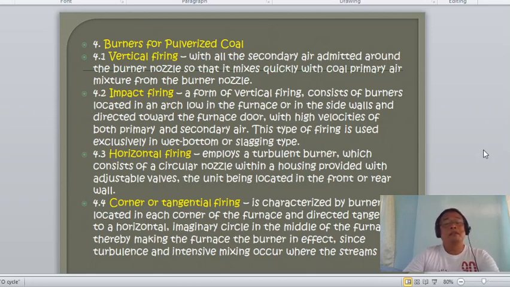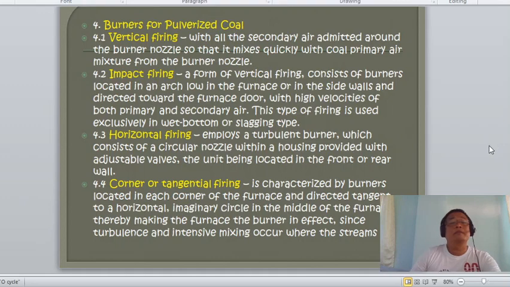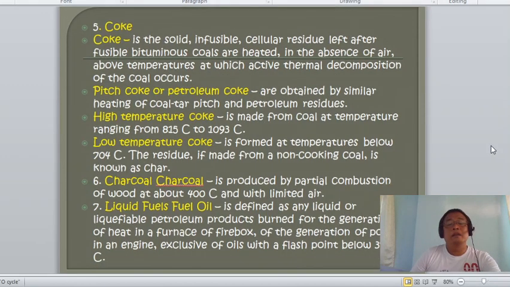Another, we have the corner or tangential firing. This is characterized by burners located in the corners of the furnace and directed tangent to an imaginary circle in the middle of the furnace, thereby making the furnace the burner in effect, since turbulence and intensive mixing occur where the streams meet.